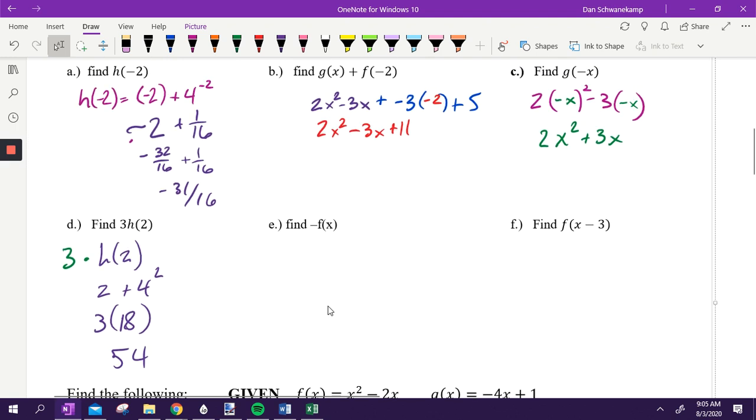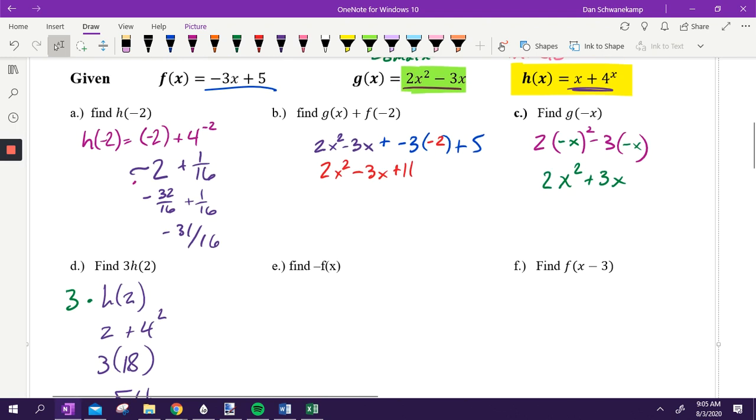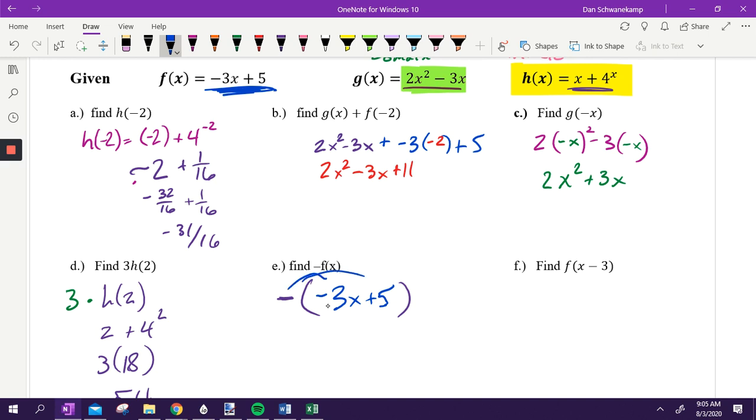Letter E says -f of x. So do it. It's -f of x. Throw a negative sign down and then put some parentheses around what f of x is. So it's a negative sign times f of x. So my f of x is this guy. That thing right there. -3x plus 5. I got a negative sign in front, so all I need to do, distribute. Boom, boom. So it's 3x minus 5 there for my answer. 3x minus 5. And basically just change the signs of my f of x function. You don't have to show a ton of work. If you can do that in your brain, great.